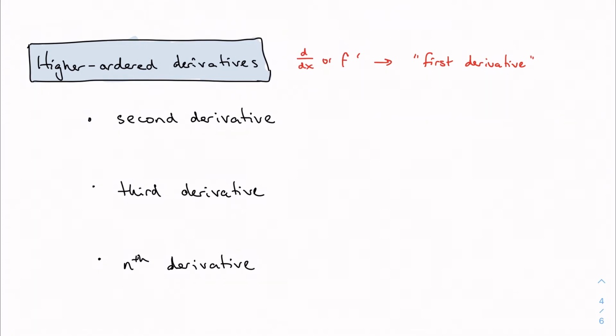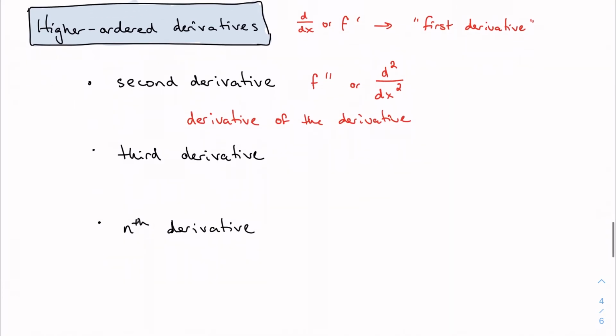Well, the second derivative we can write as f double prime, or d squared by dx squared. So it's the second derivative, right? f prime prime. It's the derivative of the derivative. And then likewise the third derivative, f triple prime, or d cubed over dx cubed. Again, the derivative of the second derivative.